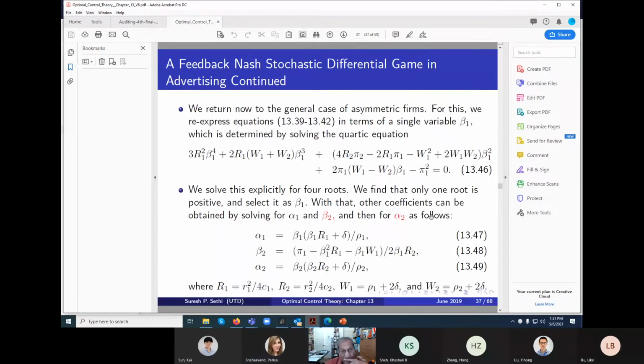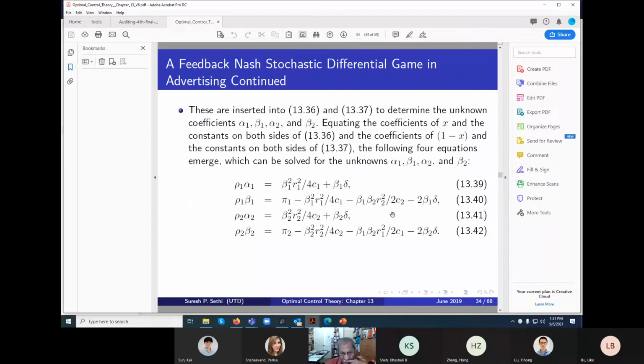Okay. Now we go to the asymmetric case. In the asymmetric case, we have four parameters, right?